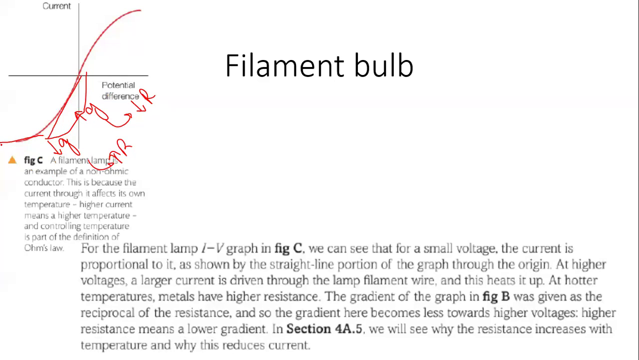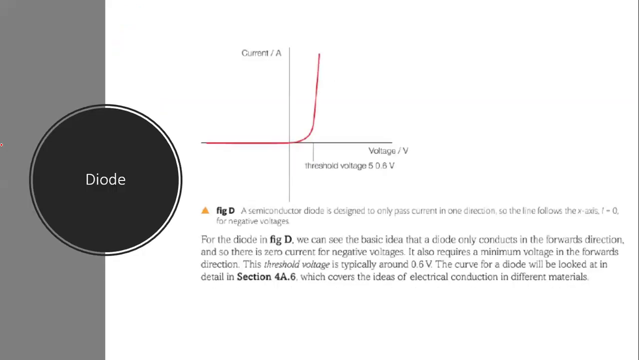So a filament bulb is a type of variable resistor, but the reason its resistance is changing is mainly due to the conversion of energy. Some of the energy is being converted into electrical energy, and then some of it is being converted into heat energy. So basically that's what happens. So that's a filament bulb.